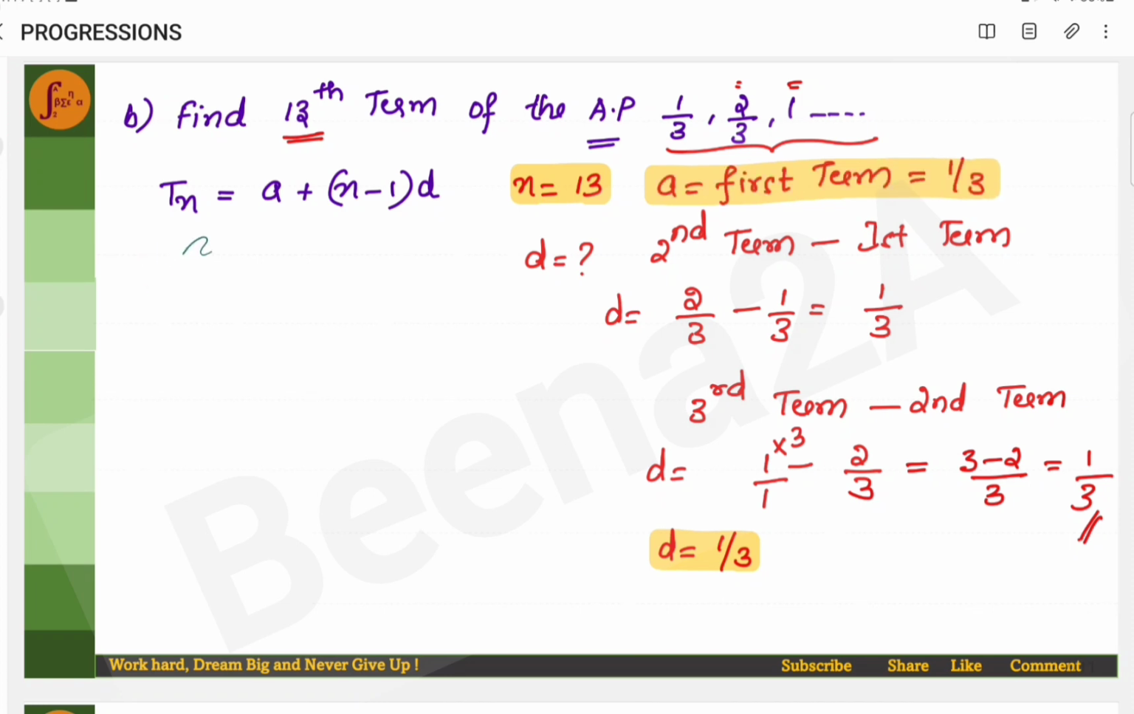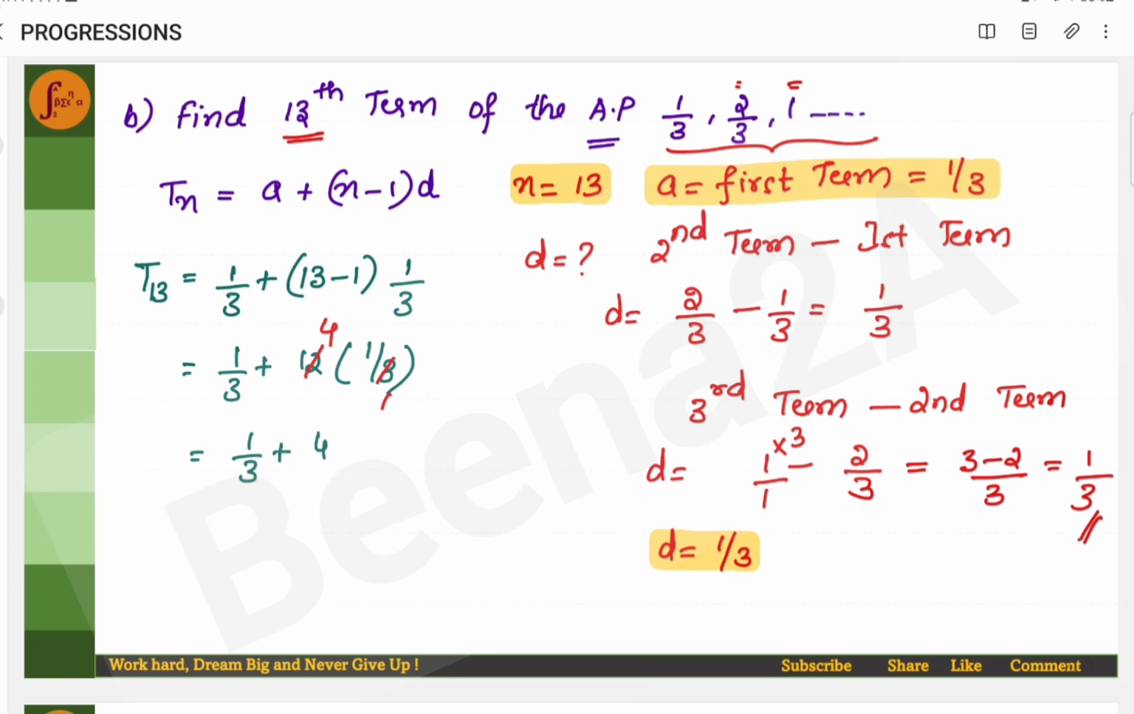Now let's substitute. I need to find T13, the 13th term. So let me write T13. T13 is the first term A, 1 by 3, plus n minus 1. N is 13, right? So 13 minus 1 into d. D is 1 by 3, right? Now 1 by 3 plus 12 into 1 by 3. 3 fours are 12, so I'll get 1 by 3 plus 4.